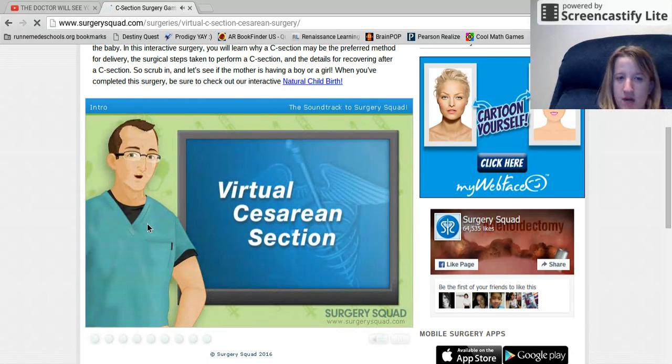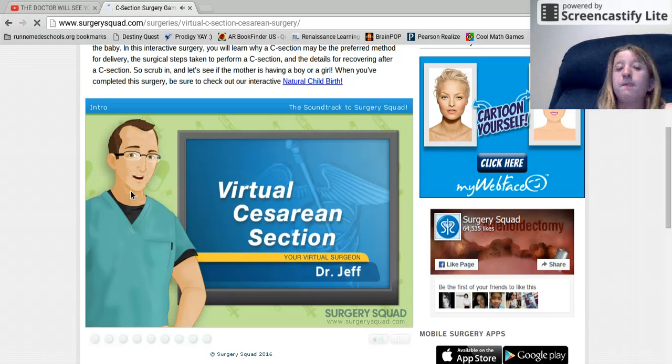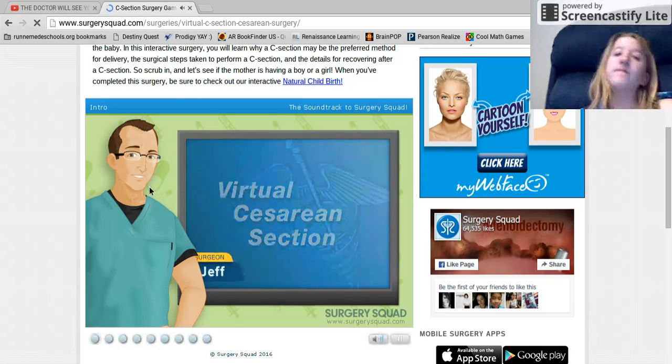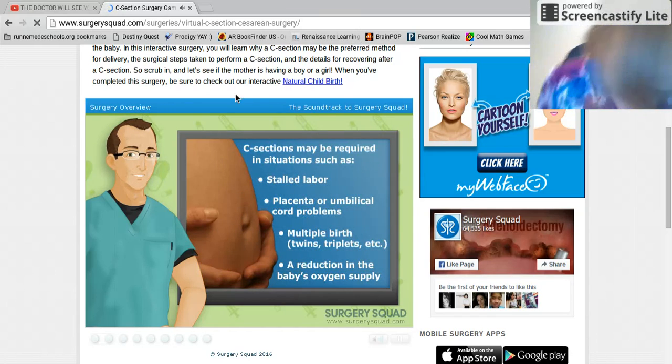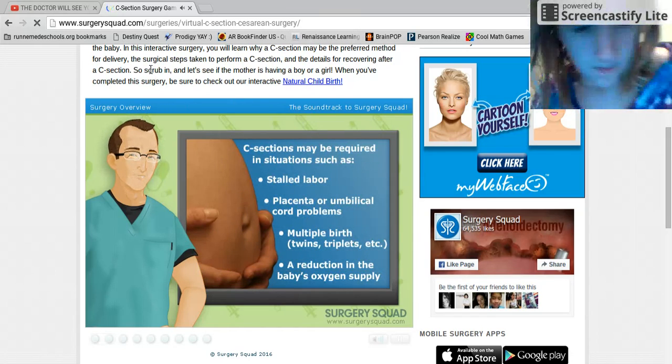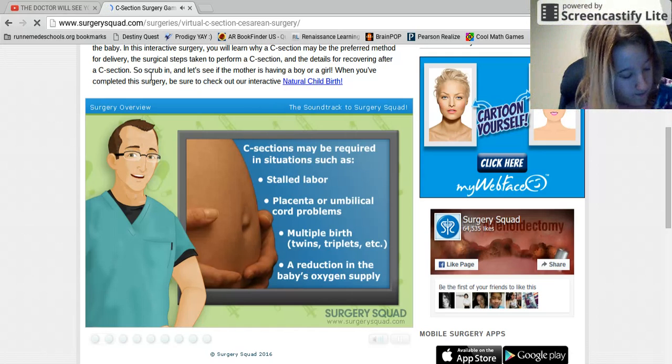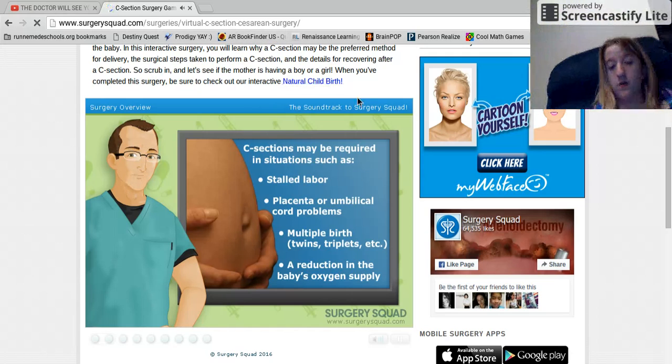Welcome to Surgery Squad's Dr. Jeff's virtual cesarean section. I'm Dr. Jeff, and I'll be guiding you through this surgery today. A cesarean section, commonly referred to as a C-section, is an inpatient procedure where a surgeon makes incisions in a woman's abdomen and uterus to deliver a baby.